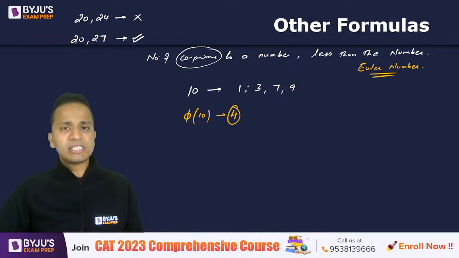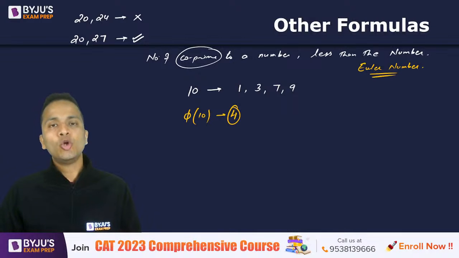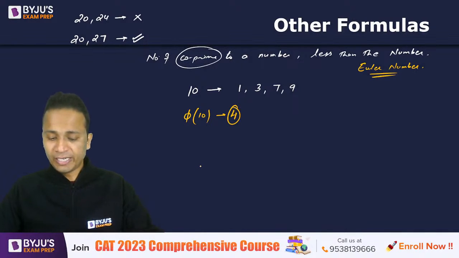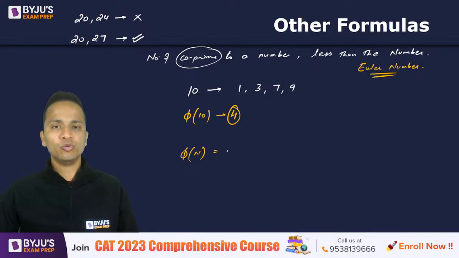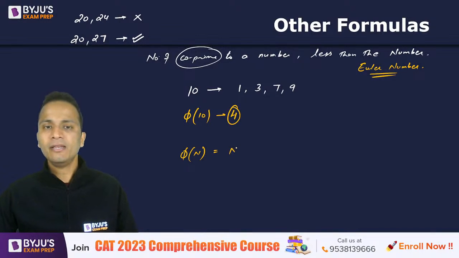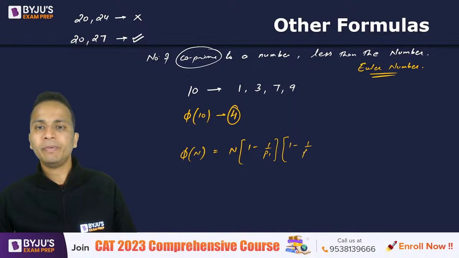Now obviously again, if the number is big, I cannot check each and every number. So let's look at the formula, the way of finding this value in less than 10 seconds. First of all, let us spend time in understanding this formula. Phi of any number n is equal to n bracket 1 minus 1 upon p1 into 1 minus 1 upon p2 into 1 minus 1 upon p3 and so on.